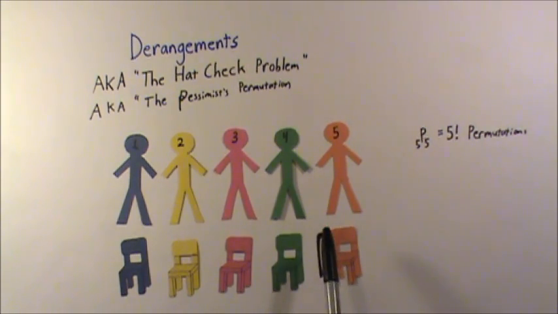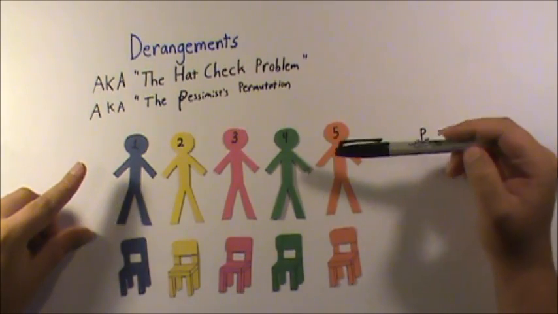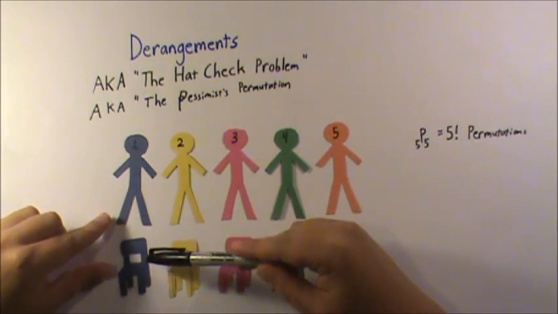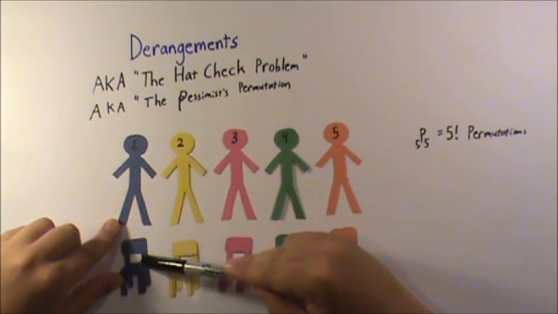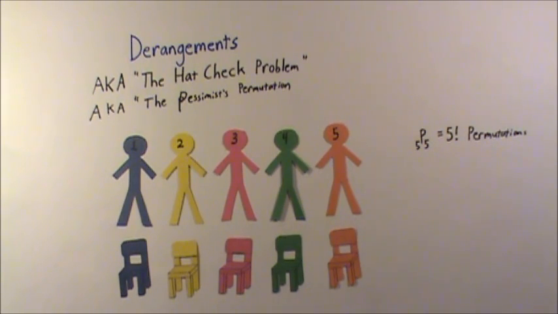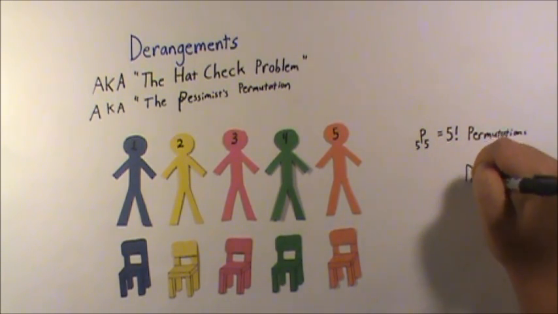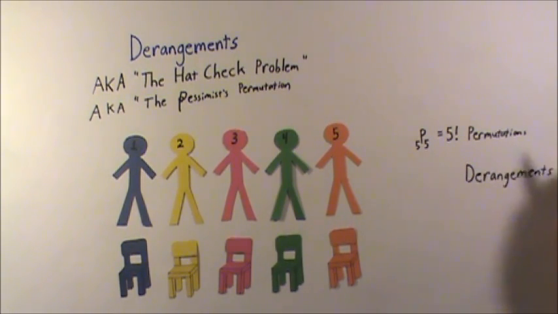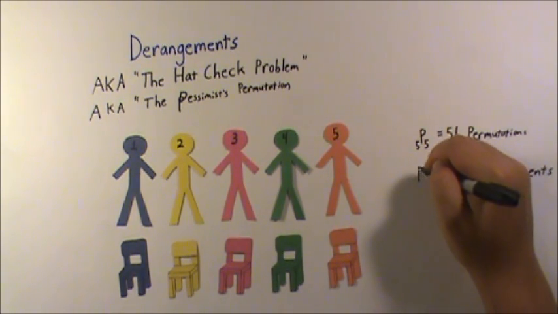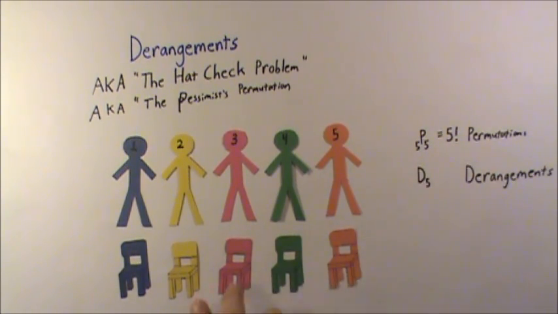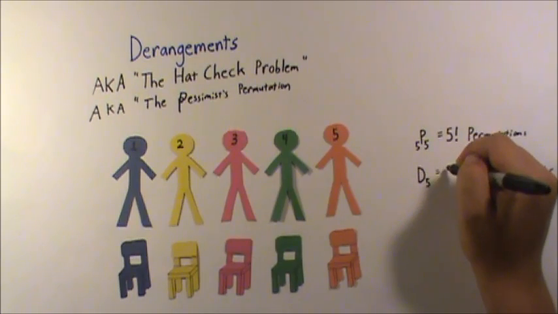Now, a slightly more pessimistic question would be, how many ways can we arrange these 5 people in the chairs where no one is in the chair that they started off in? The blue guy doesn't end up in the blue chair, the yellow doesn't end up in yellow, and so on. And that's a question of how many derangements there are. And for derangements we use the shorthand D with a subscript. So D5 would be how many derangements are there of 5 objects. So the question is, how do we calculate this?